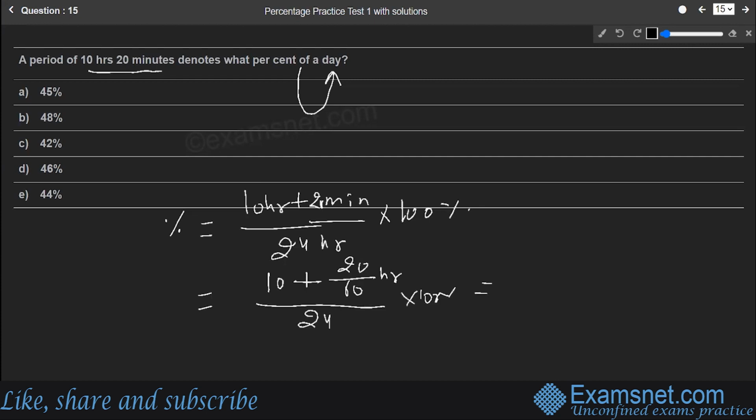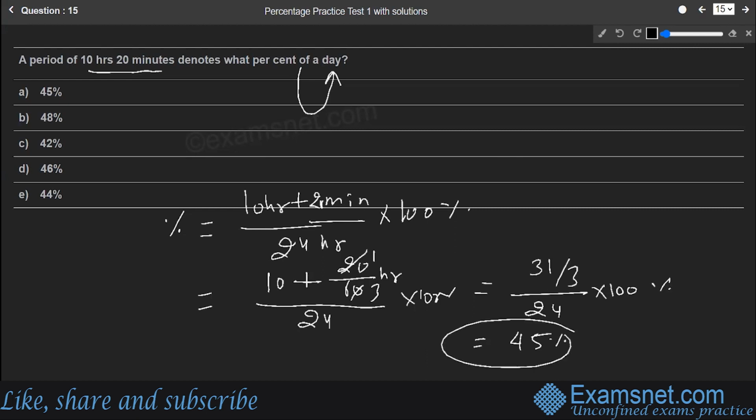So we are supposed to solve this. 10 plus 20 by 60 is nothing but 1 by 3. 10 plus 1 by 3, we need to solve this. This is 31 by 3 in the numerator divided by 24 into 100. We are supposed to solve this now. So if we solve this further, this exactly comes out to be 45%. So that is the right answer, 45%.